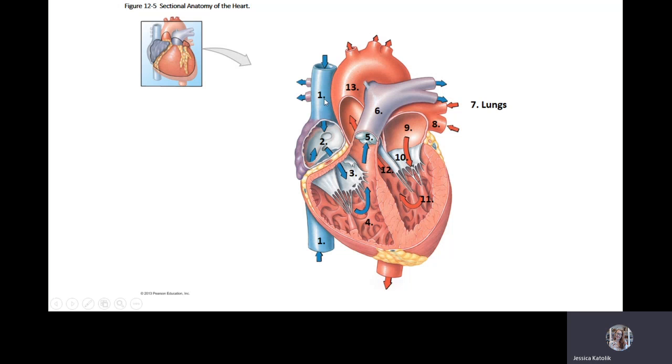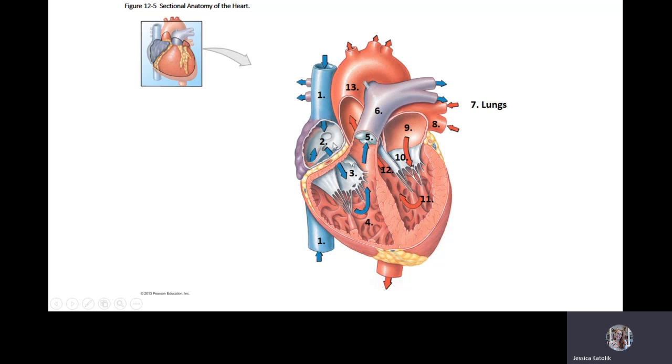Blood is going to enter the heart through the superior and inferior vena cava. The superior vena cava is going to collect blood from the arms and the head and anything above the heart. And the inferior vena cava over here is going to collect blood from the legs and the lower torso, anything really below the diaphragm. And so it'll collect everything there. And the blood will meet in the right atrium.